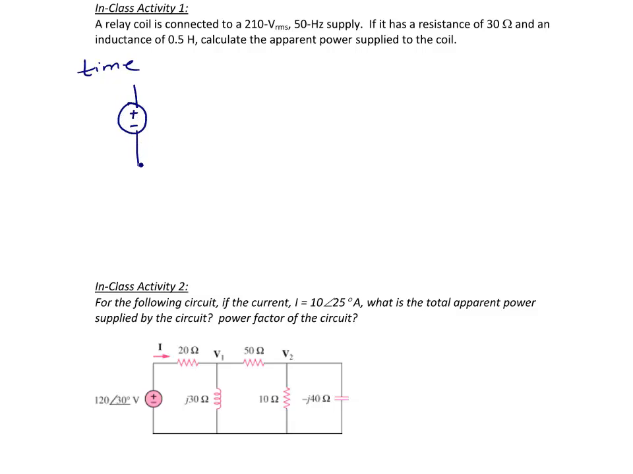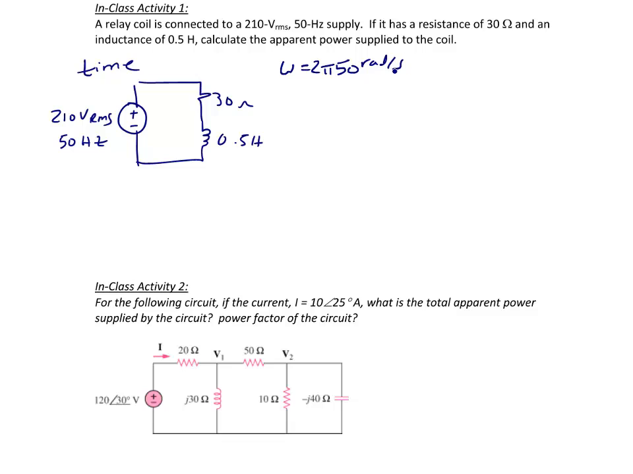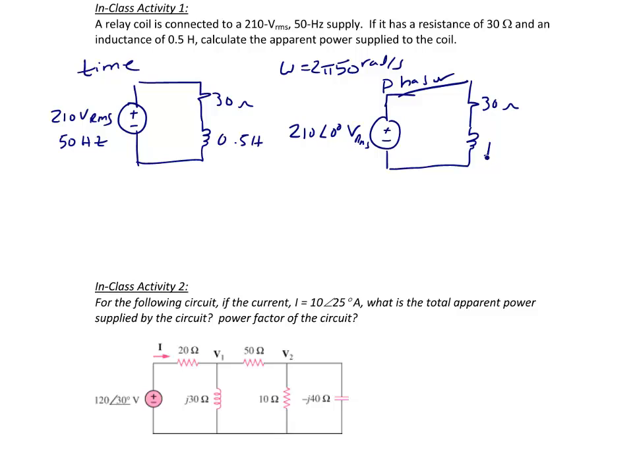So in the time domain, I have a voltage source, 210 volts RMS at 50 hertz, and here is the 30 ohm resistor in series with the 0.5 Henry inductor. Omega is equal to 2 pi 50 radians per second. So this circuit in the phasor domain would be 210 with an angle of 0 degrees, and that's volts RMS. The resistor is still 30 ohms, and now the impedance of the inductor is j 2 pi 50 times 0.5.